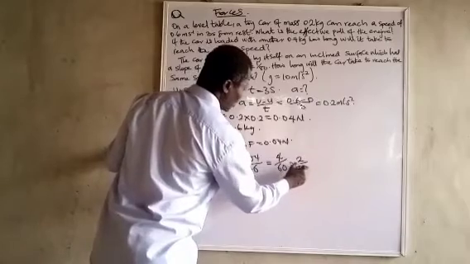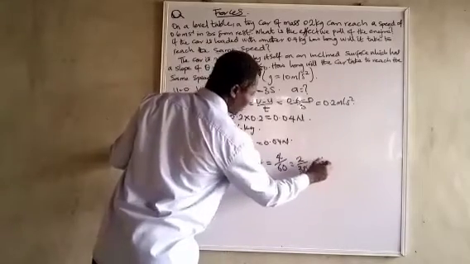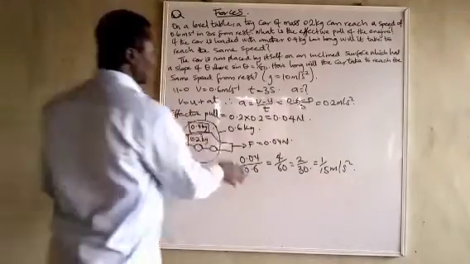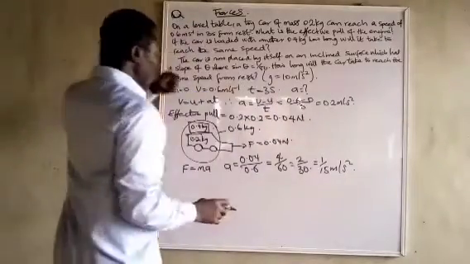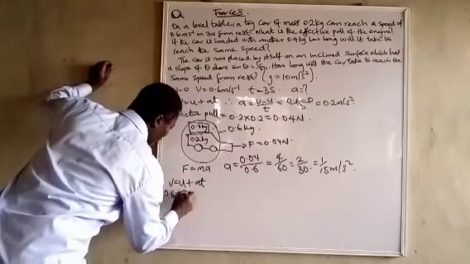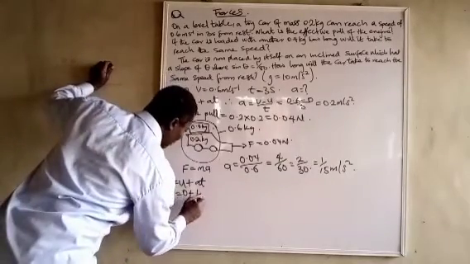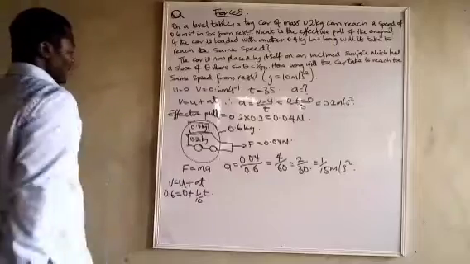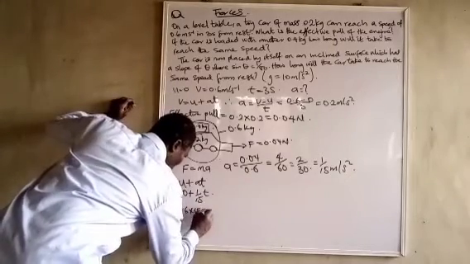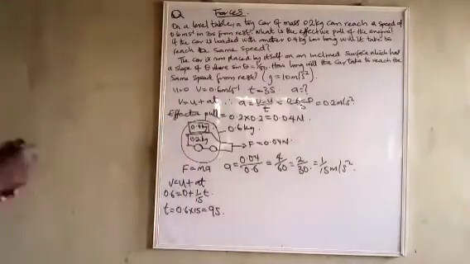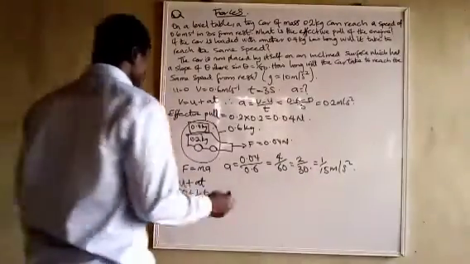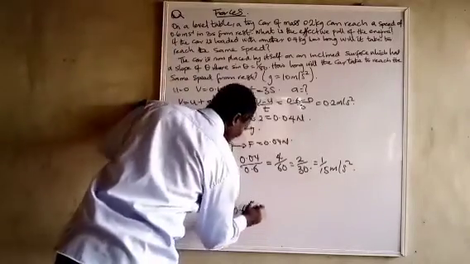2 over 30, 1 over 15. Yes, 1 over 15 meters per second, so that's better. We are now asked, how long will it take to get to 0.6 meters per second? In this instance, we have v equals 0 plus 1 over 15 t. Therefore, t will be equal to 0.6 times 15, which is equal to 9 seconds. So it takes 9 seconds to get to that same speed of 0.6 meters per second.